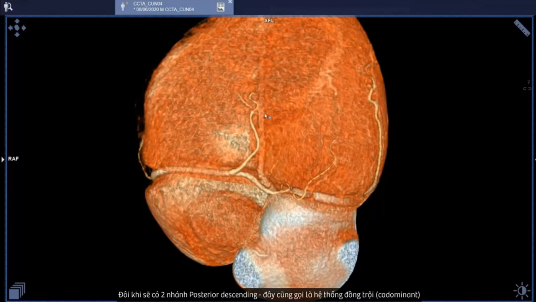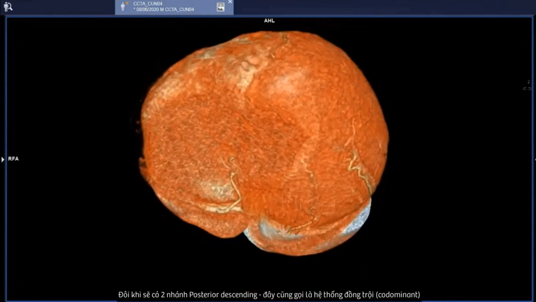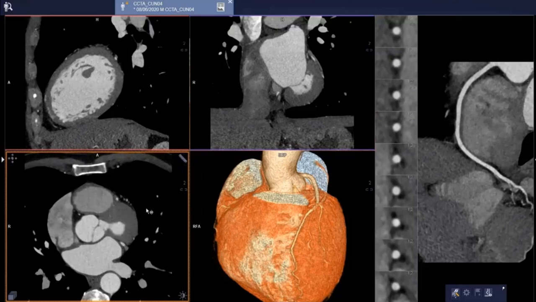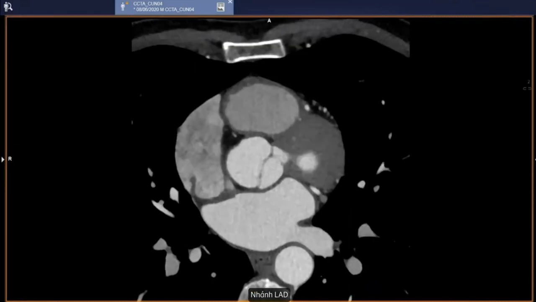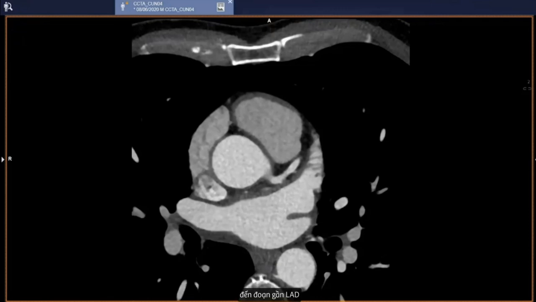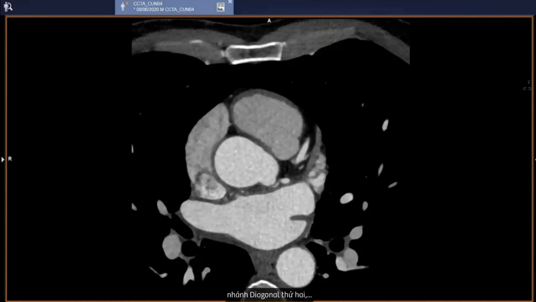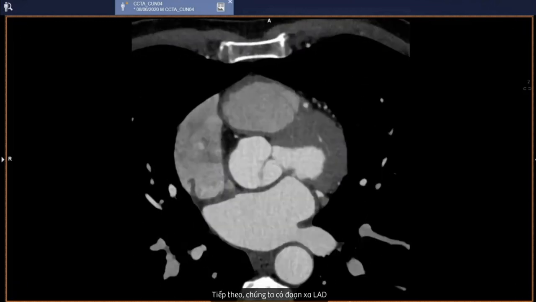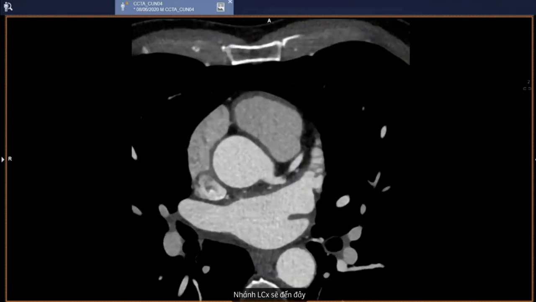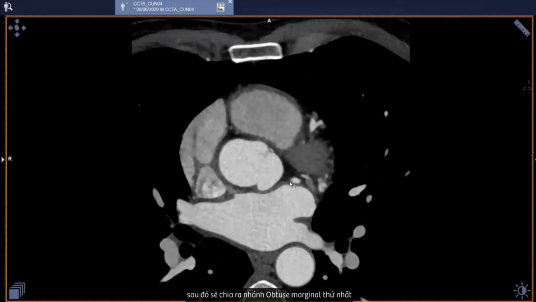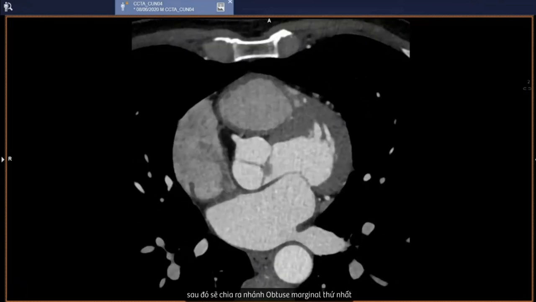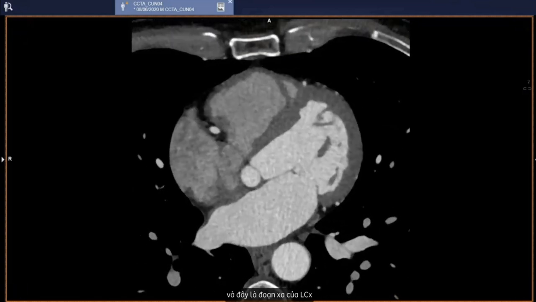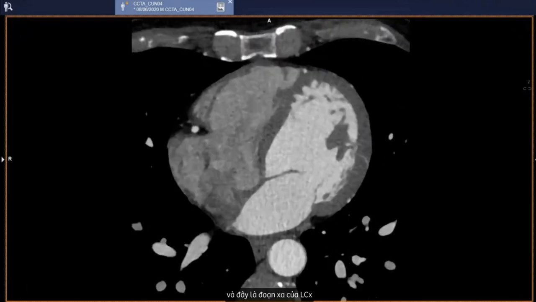And sometimes there will be two posterior descending arteries. This is also called the codominant system. The LAD, again: left main, proximal LAD, first diagonal, second diagonal, third diagonal branch. Then we've got the distal LAD, and the circumflex artery will come here, will give off this first obtuse marginal branch, the second obtuse marginal branch, and this is the very tiny native distal segment of the left circumflex coronary artery.